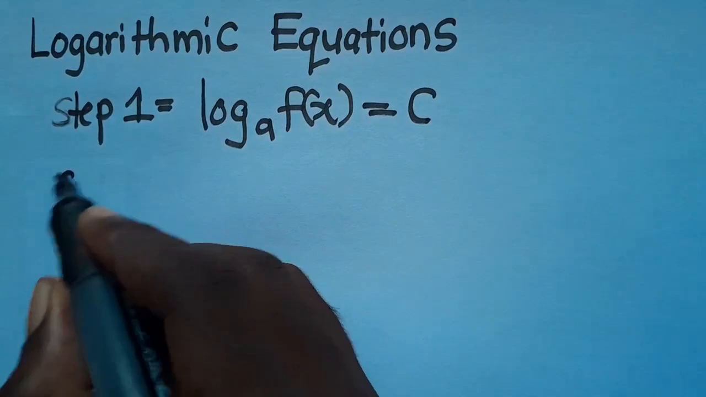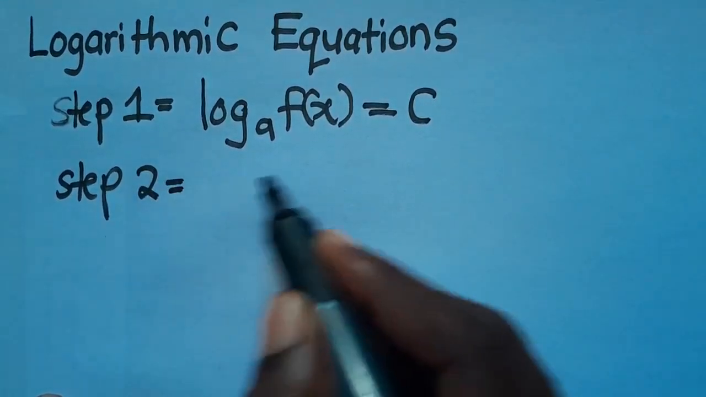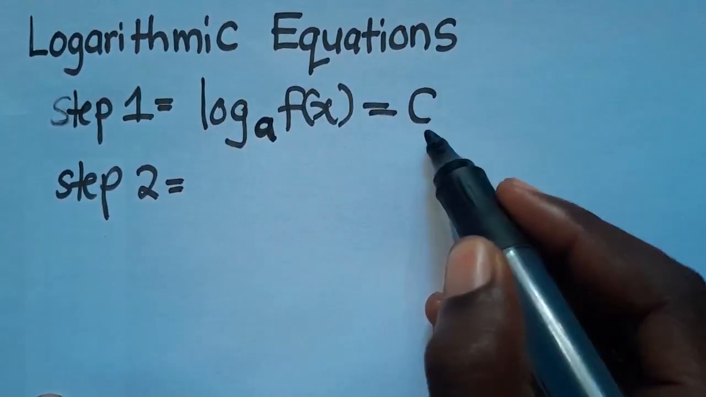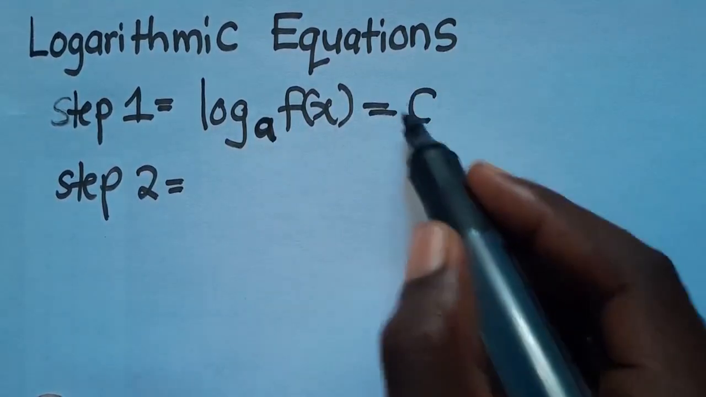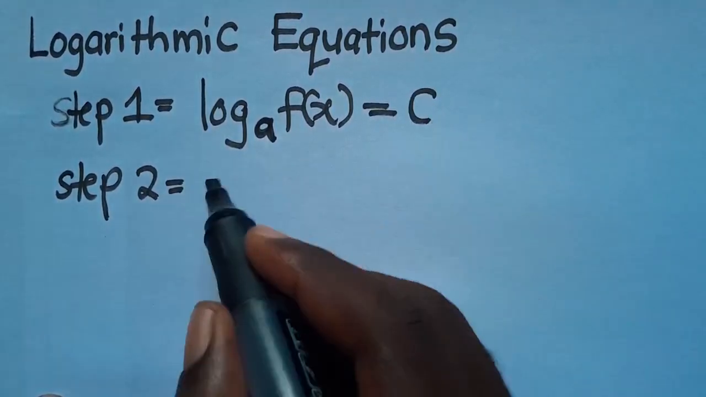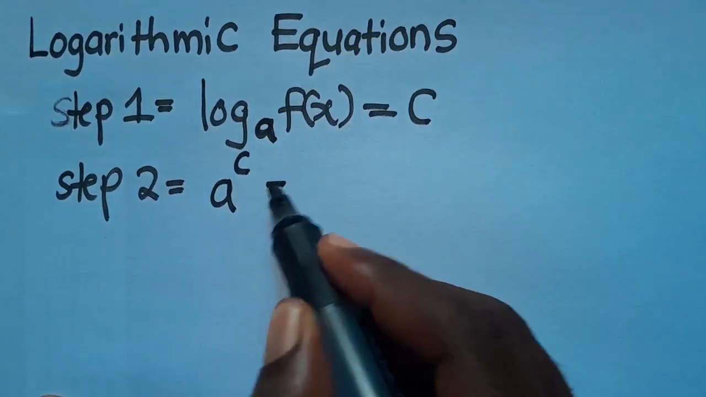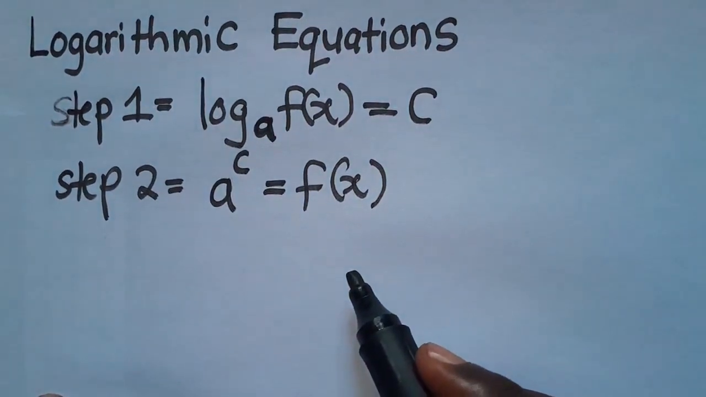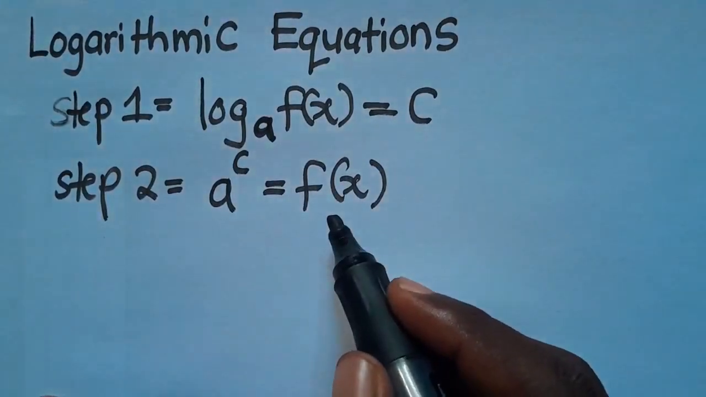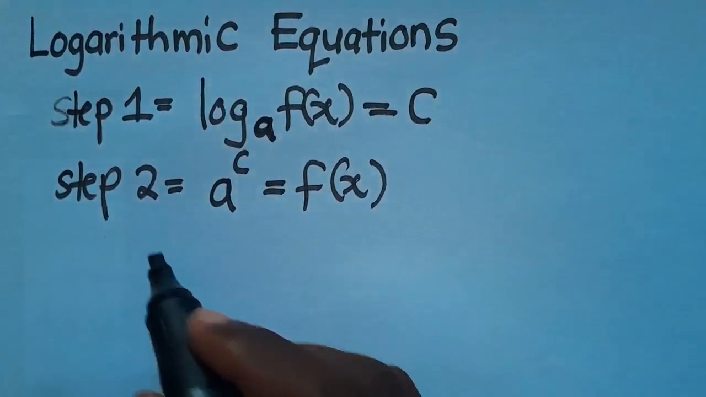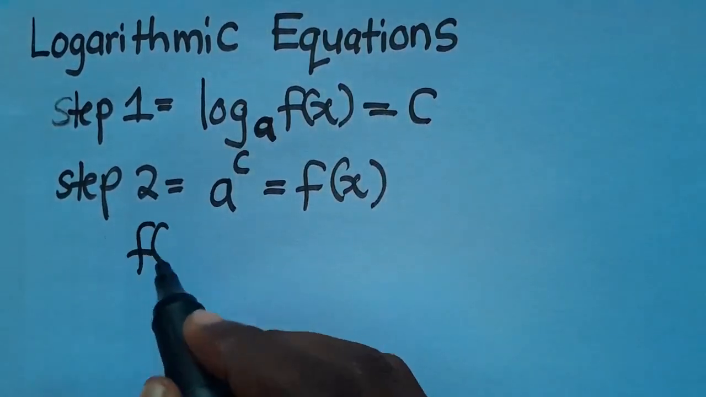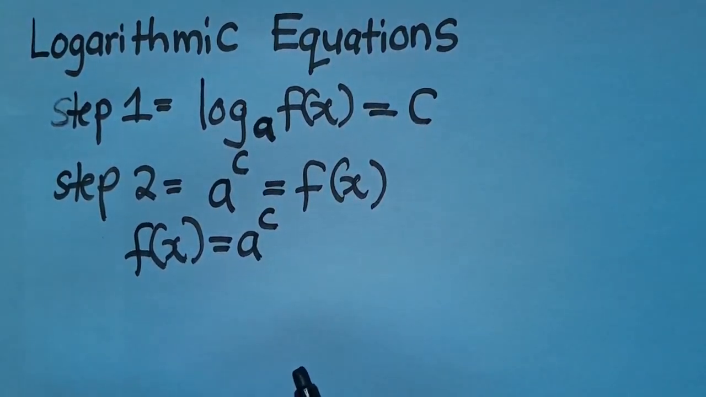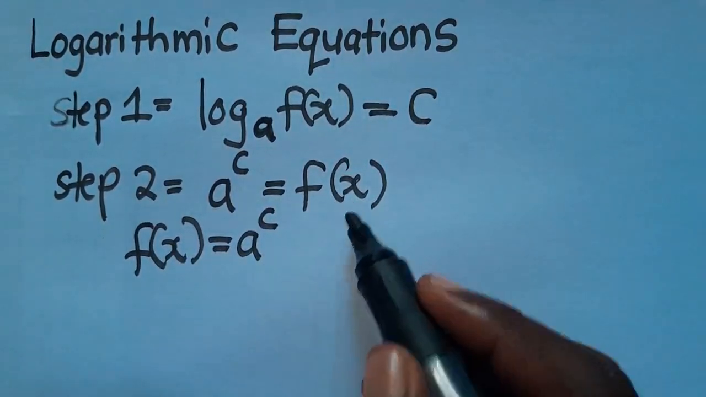Then step number two is where you interpret this part. You know that this base should be raised to the power c, which is the other side. So you need to write it in the form a to the power c, which is equal to f of x. Have you seen? Writing it in that way can also mean that you are writing f of x equal to a to the power c. This is how it should be written. So these two are just the same.